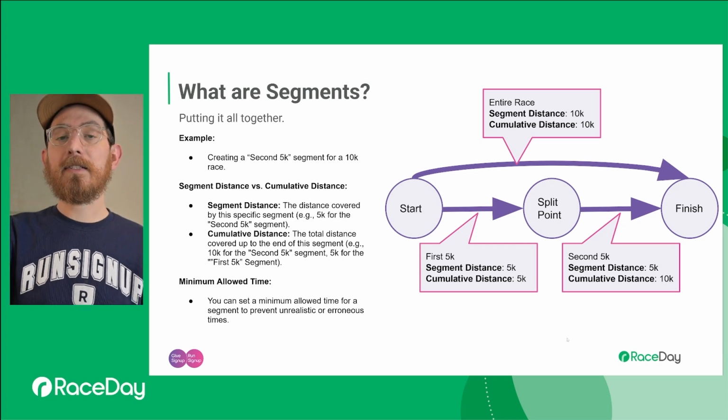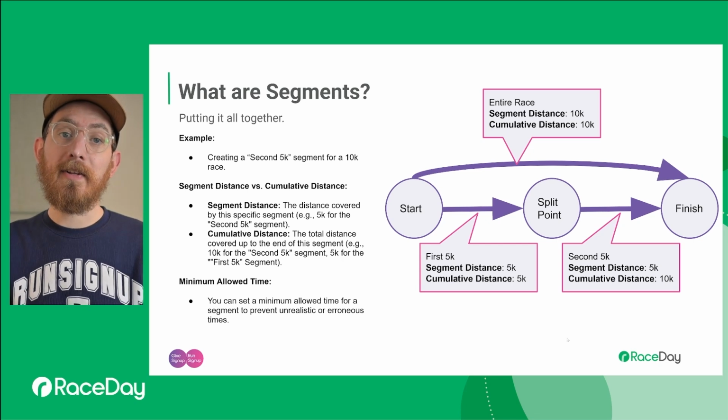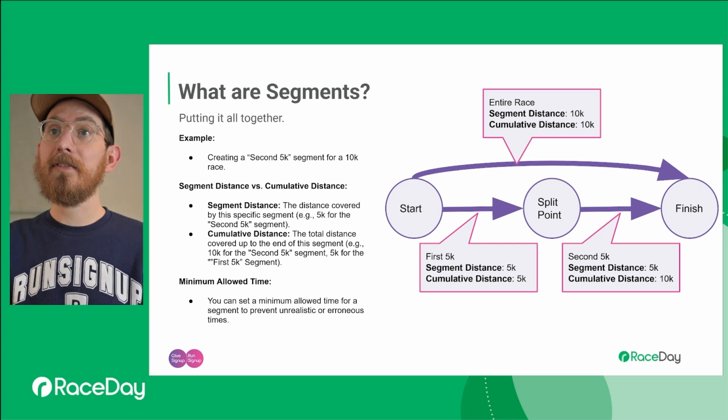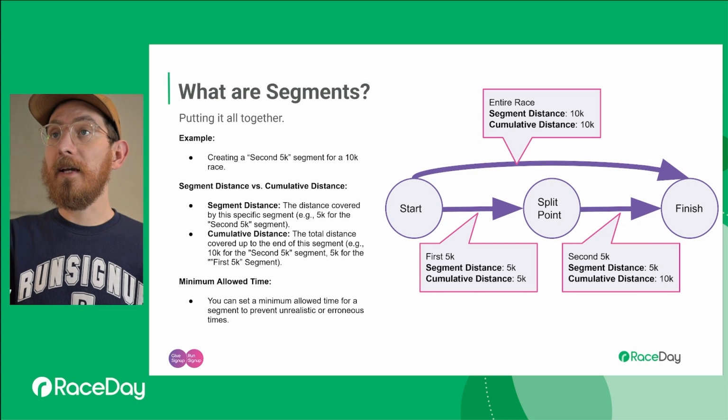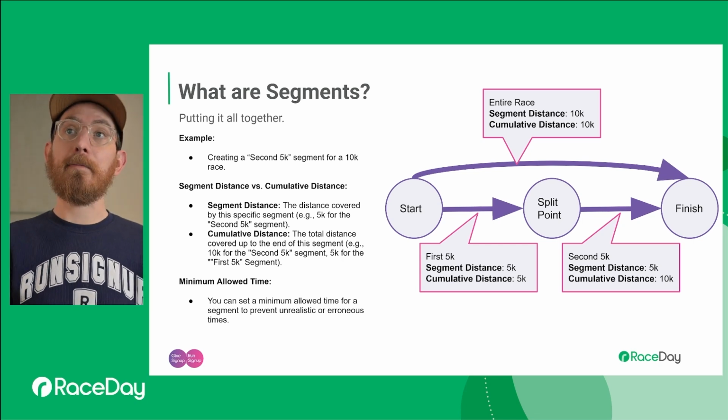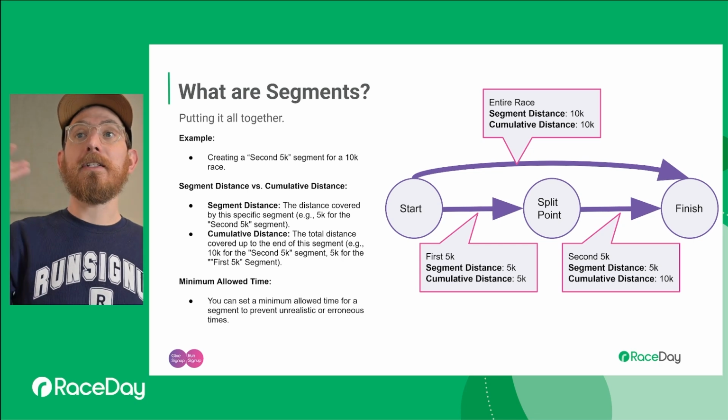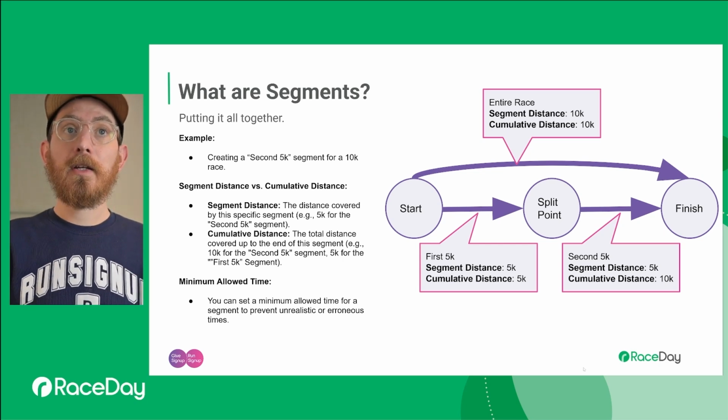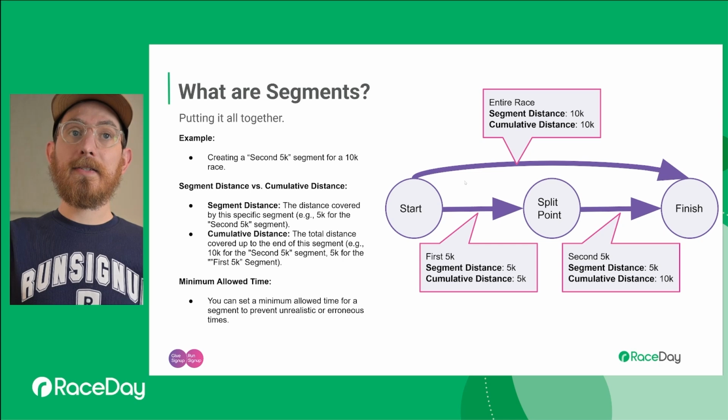The cumulative distance you want to get right, even if you aren't reporting cumulative distance anywhere. It will basically be used to order segments properly when they're published to RunSignup. They'll be ordered by the cumulative distance for each. So this is really critical to understand this.